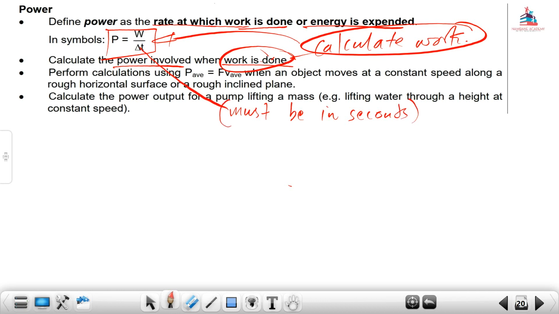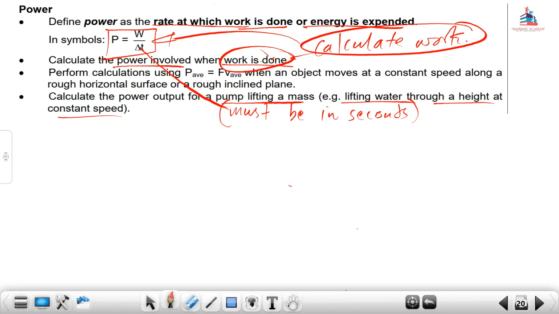And then perform calculations, and then calculate the power output of a pump lifting water through a height at constant speed. So already you can see as things that we need now to perform calculations. We need now to apply the equation of work. So the only thing that I'm going to do in this section is just to choose questions that ask us to apply each and every bullet that our exam guideline wants us to do.